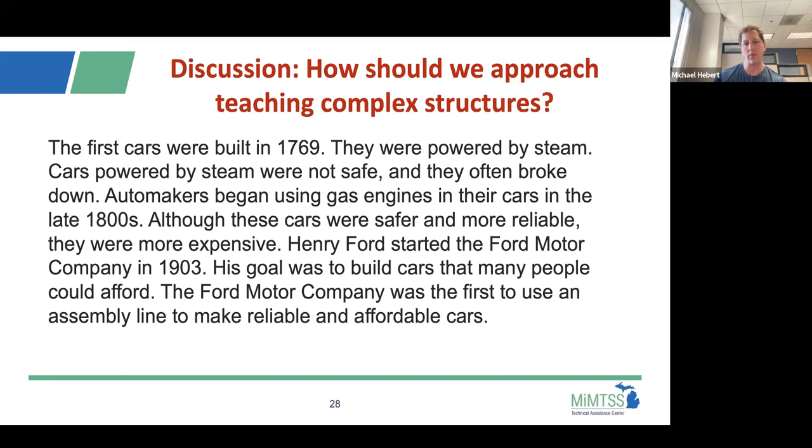And we could even include when the assembly line was actually developed, right? Or if that was in 1903. And so by doing that, you're really simplifying and changing the focus there for the kids, right? So you can use these structures to guide what you want kids to pay attention to for their comprehension.